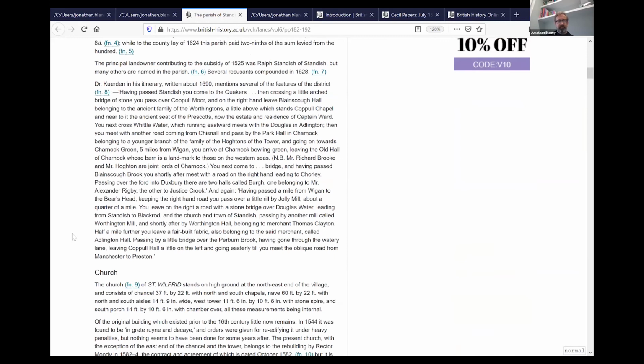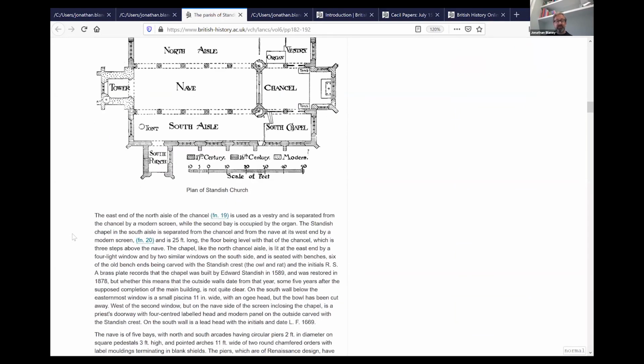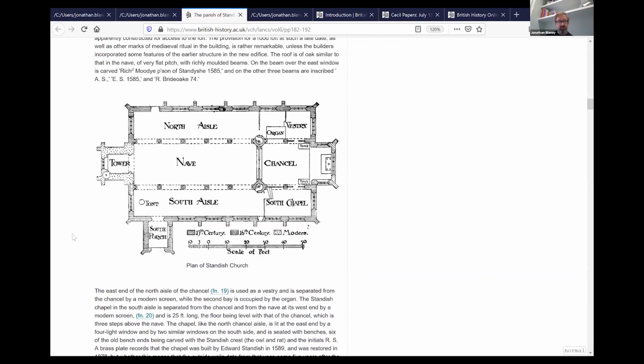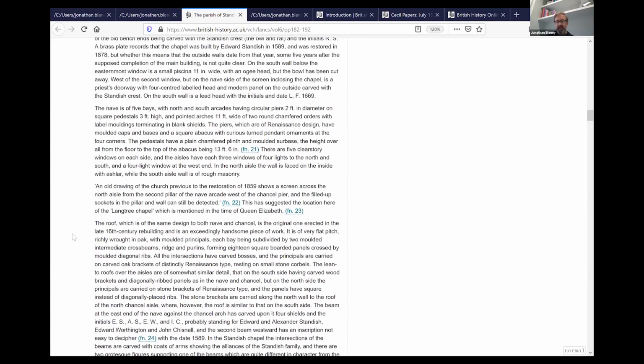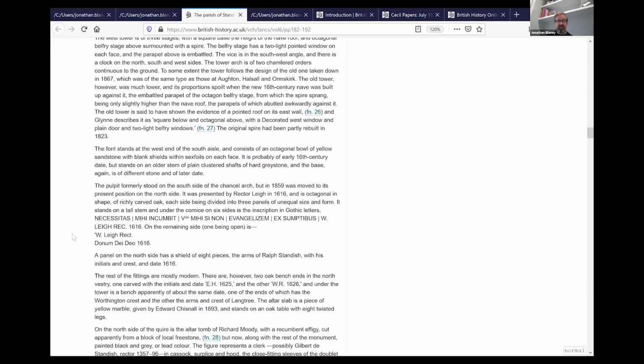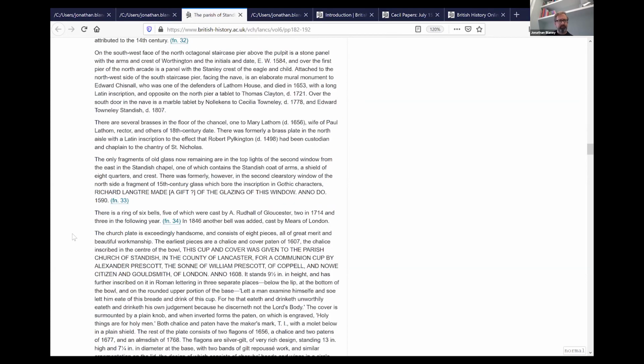We have things which are still completely relevant today. So this discussion of the church St Wilfrid's in Standish is probably pretty much the church as it is today. I had a look at it on Wikipedia earlier, and I think this is probably excellent information, still very detailed. But if you want the kind of modern history of Standish, you would have to look elsewhere.